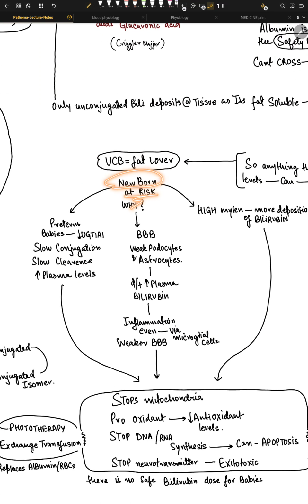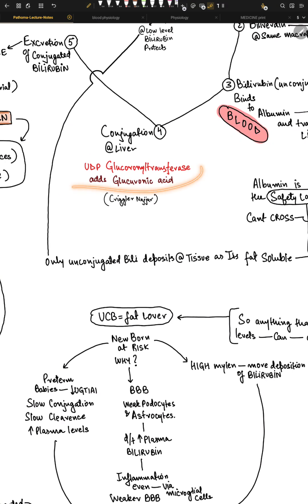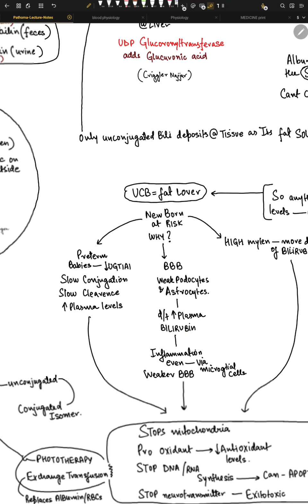So why are newborns at risk? Here, a preterm baby has less function of the UGT1 enzyme, the enzyme UDP glucuronyl transferase. This enzyme is low in a premature neonate because they are still developing, and once they have less of this enzyme, they will produce less conjugation. If there is less conjugation, there will be slow clearance of this unconjugated bilirubin, right? I hope we understand why the low clearance is happening: because there is less conjugation. Once we have less clearance, we'll have high levels of bilirubin in our blood, in our preterm babies, right? So that can lead to problems.